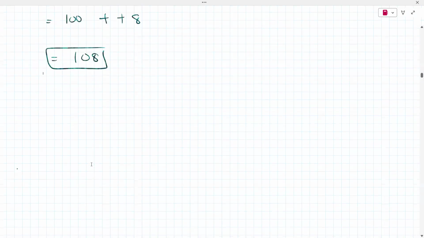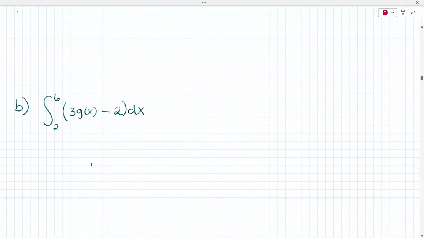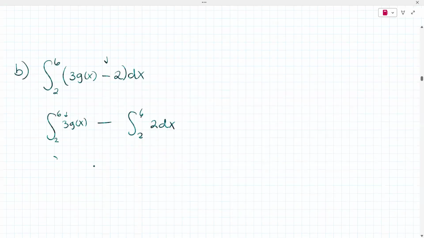Okay, let's do B. Now we have to find the integration from 2 to 6 of 3g of x minus 2 dx. There's a minus right in the middle, so we can break it into two integrations. The first integration would be from 2 to 6 of 3g of x dx minus the integration from 2 to 6 of 2 dx. You have a constant here, so you can take it out and put it in front of the integration. Oh, don't forget you have dx.